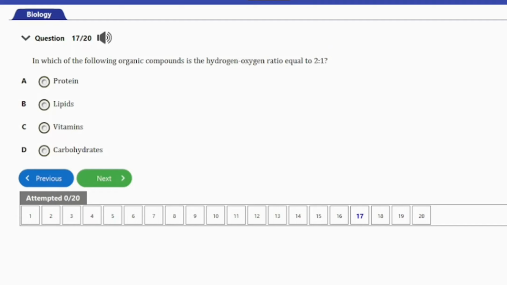It says, in which of the following organic compounds is the hydrogen-oxygen ratio equal to 2 to 1? We have A, protein, B, lipids, C, vitamins, D, carbohydrates. So guys, the answer to this question is option D, and that's carbohydrates. So let's go ahead and consider the next question, guys. That's question number 18 here.